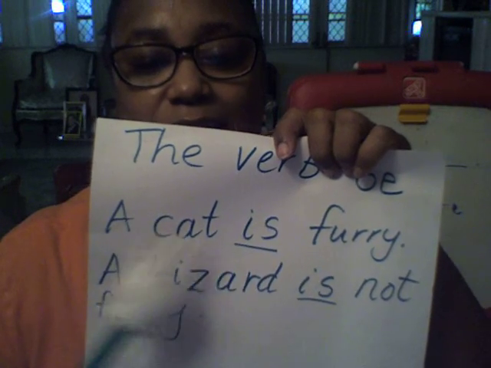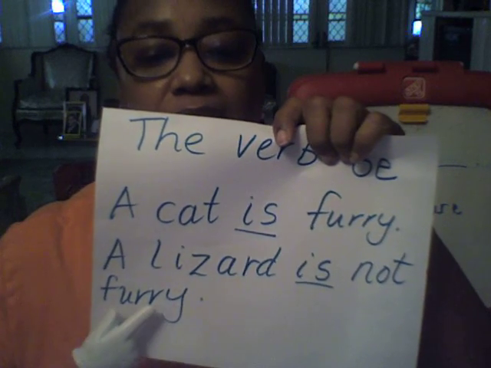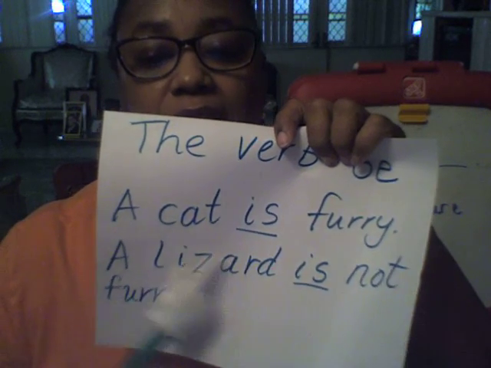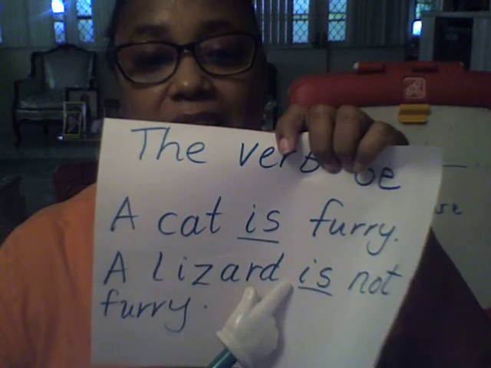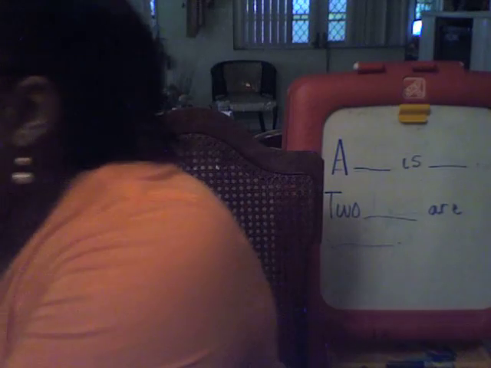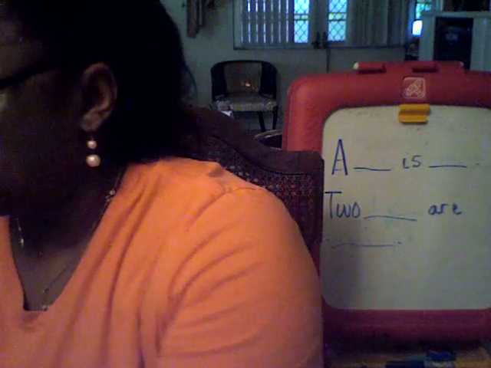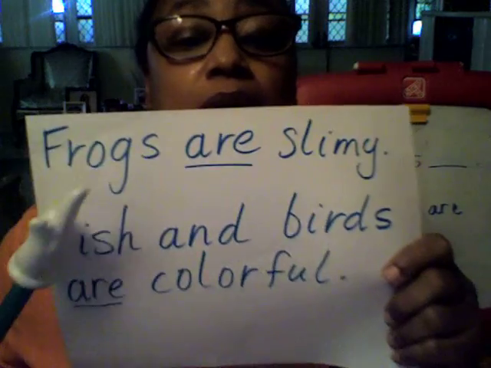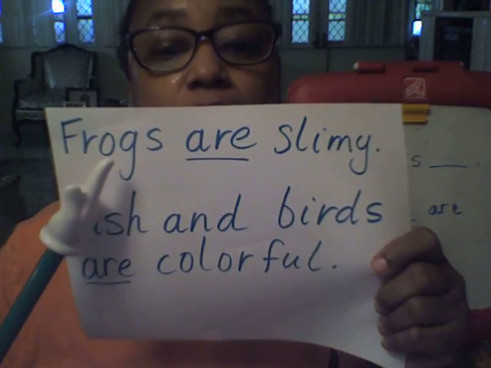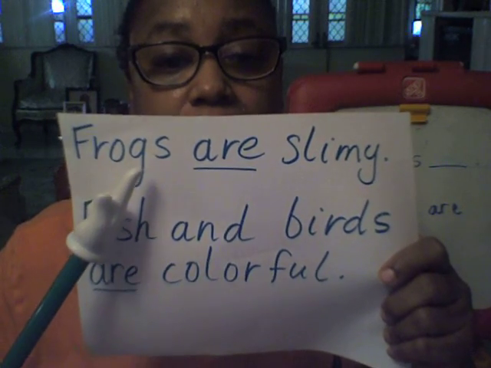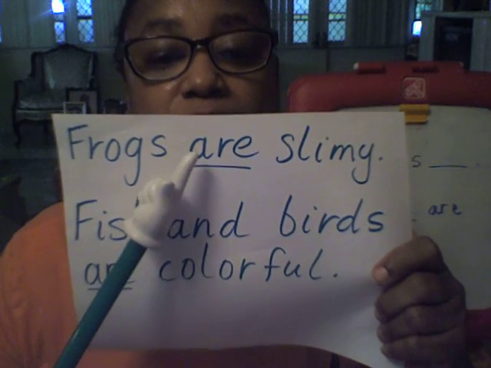A cat is furry. And let's look at this one. A lizard is not furry. Do you see that? It's still one singular, lizard, and then we use the verb is to tell us about our lizard. And now let's look at another sentence. We have frogs are slimy. Look at the word frogs. What do you notice about the word frogs? Do you notice it is more than one? Frogs are, so we use the verb are.